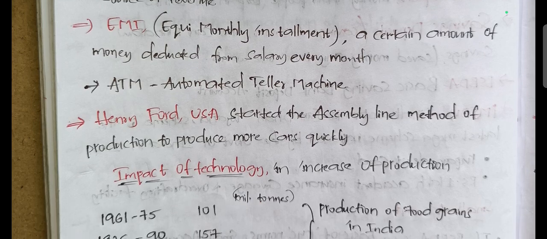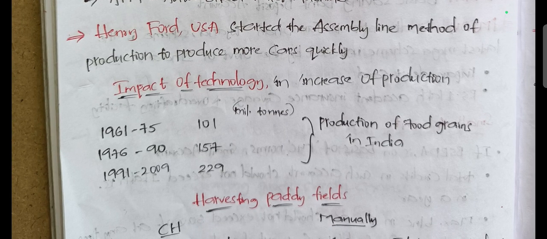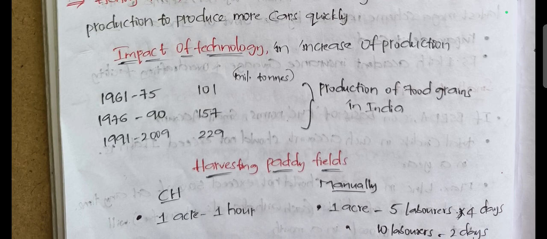Next, Henry Ford from USA started the assembly line method of production to produce more cars quickly. We shall see the impact of technology in increase of production. In the years 1961 to 75, the production of food grains in India was about 101 million tons, whereas in 1976 to 1990, it was 157 million tons, whereas in 1991 to 2009, it was about 229 million tons of food grains. We can see how technology has improved production in all areas, especially in the agriculture field.